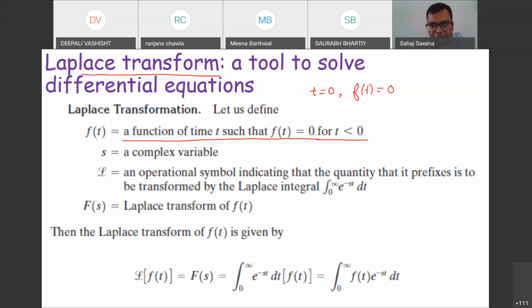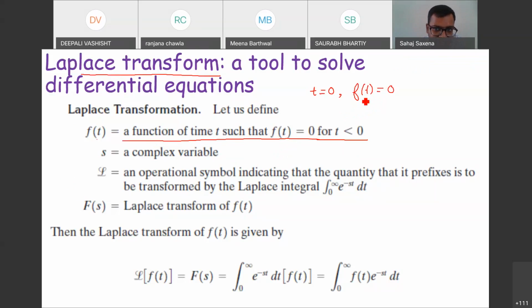And suppose I have a function f(t), which may contain a differential equation, which may contain integration, which may contain differentiations. So how will you solve these typical mathematical equations? We have the Laplace transform.